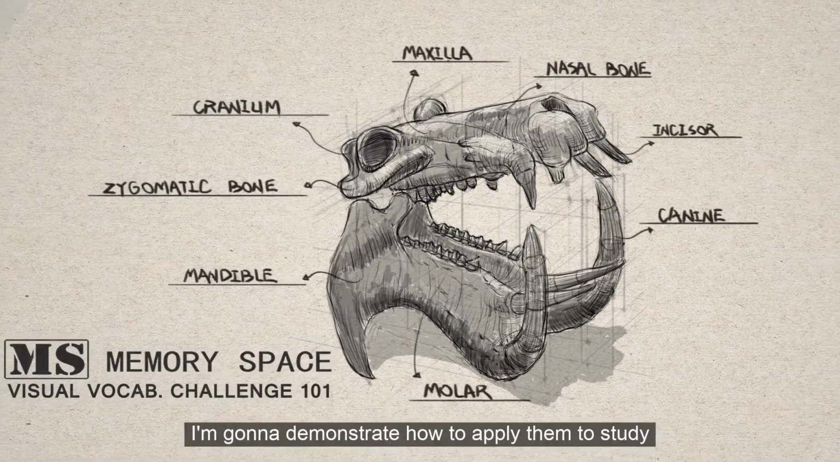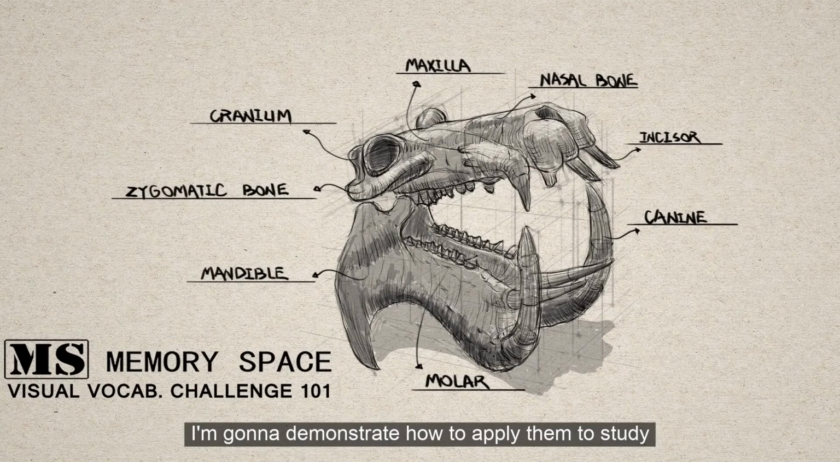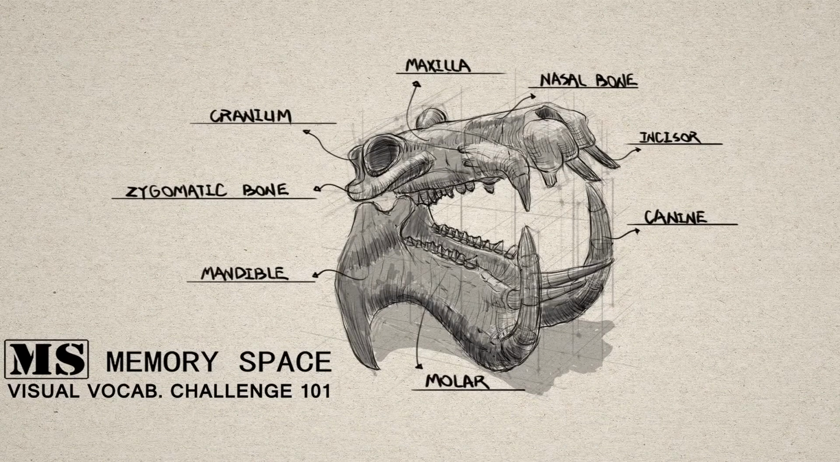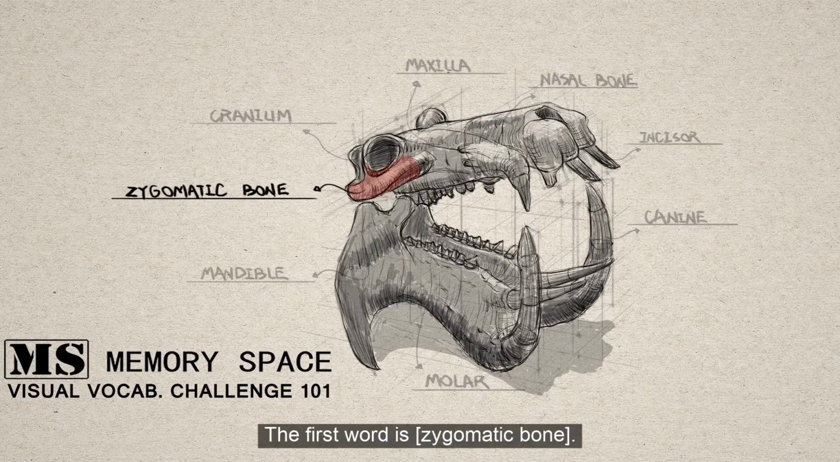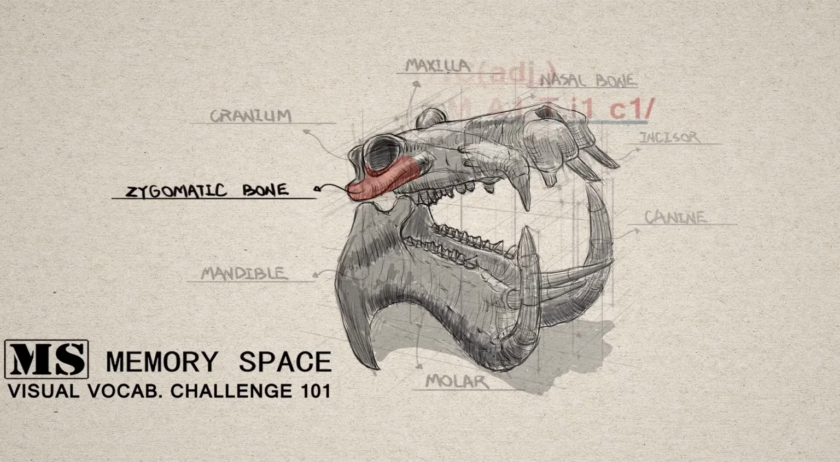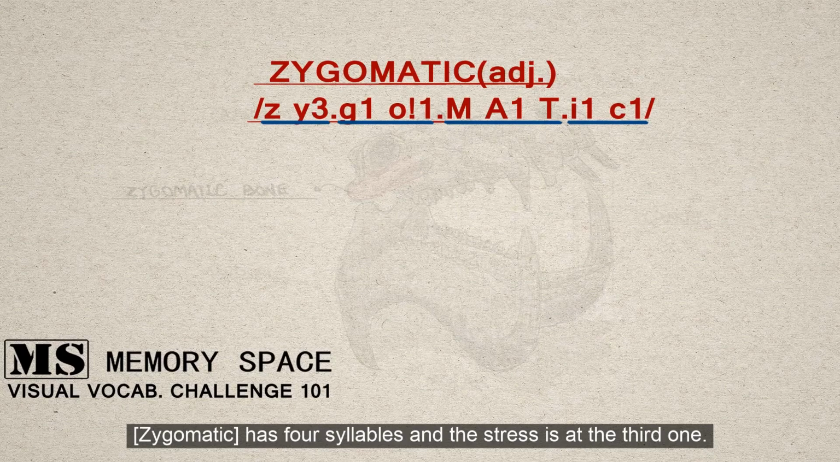In this video, I'm gonna demonstrate how to apply them to study the structure of scores. So let's get to this. The first word is zygomatic bone. Zygomatic has 4 syllables and the stress is at the third one.